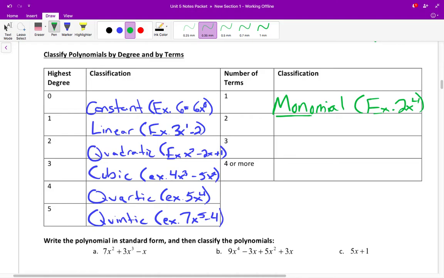Next, if there are two terms, think about a bicycle. You would have a binomial.